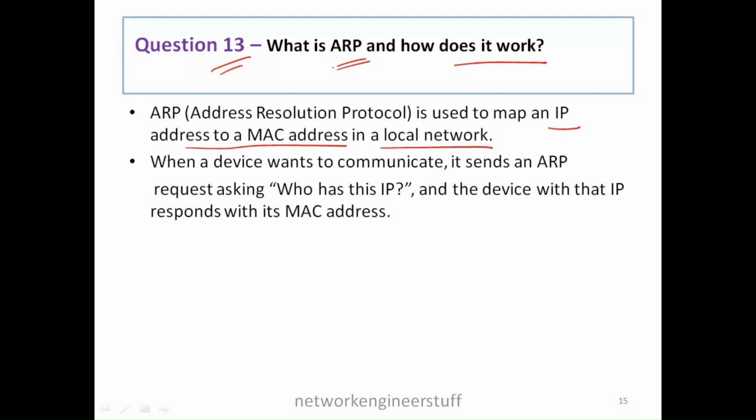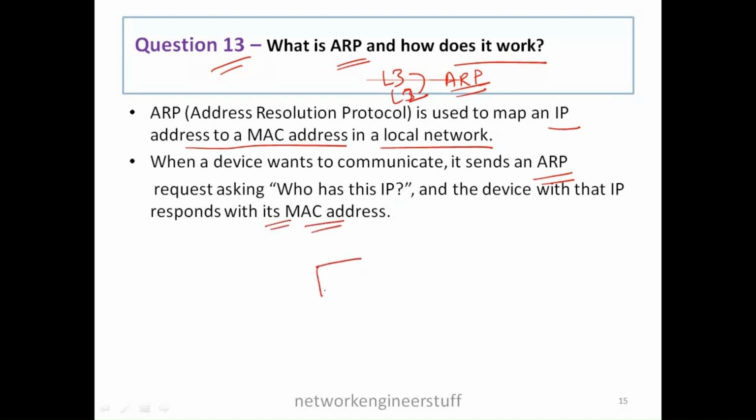We saw in the very first video what an IP address and a MAC address are. An IP address is a layer 3 address, whereas a MAC address is a layer 2 address. If you want to map both addresses, we use ARP. When a device wants to communicate, it sends an ARP request asking who has this IP, and the device with that IP responds with its MAC address.